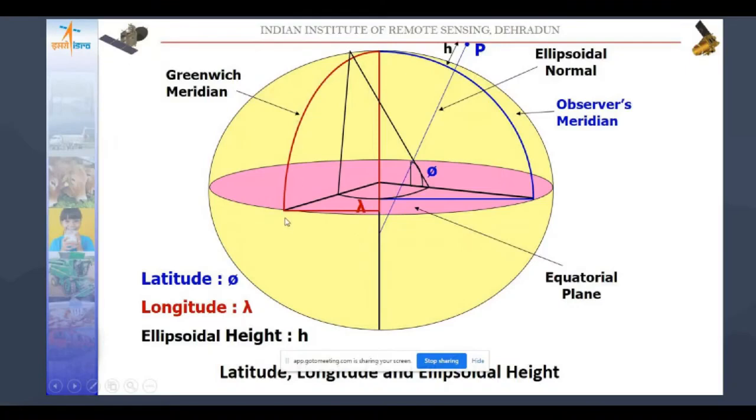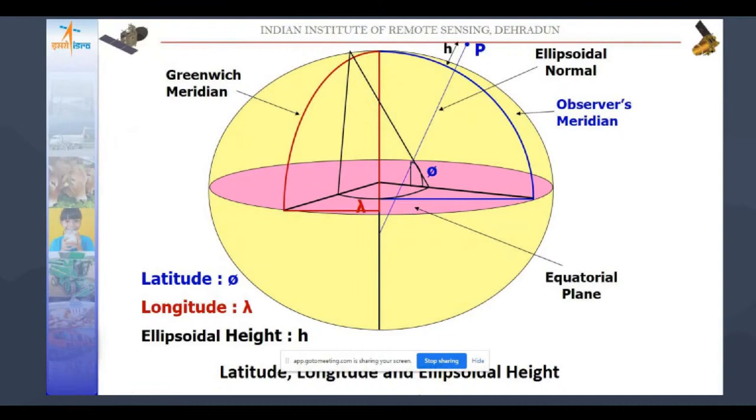And from the Greenwich meridian, if we measure the angle to this blue line, this is the observer's meridian, the blue one. The meridian passing through the point is called the observer's meridian, and the angle from the Greenwich meridian to the observer's meridian is called the longitude, lambda.